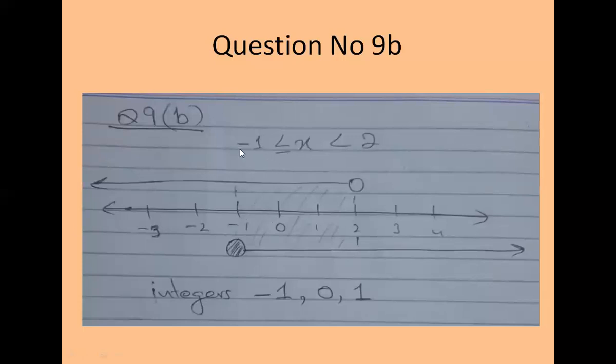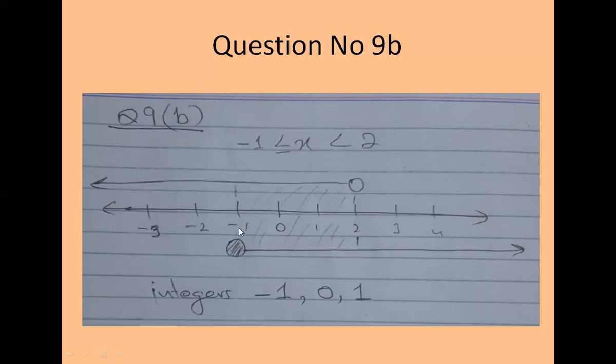This means x is equal to and greater than -1, so you can see I will shade this circle. This means x is less than 2, so I will put a circle here and I will not shade it. And it will be like this. So the overlapping portion between these two solutions is from here to here, so I will shade it.